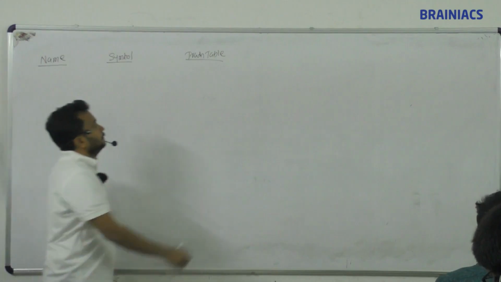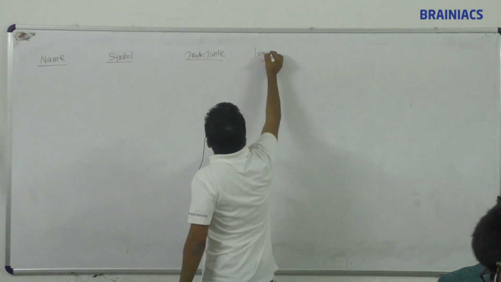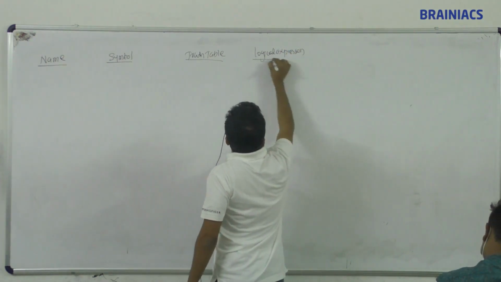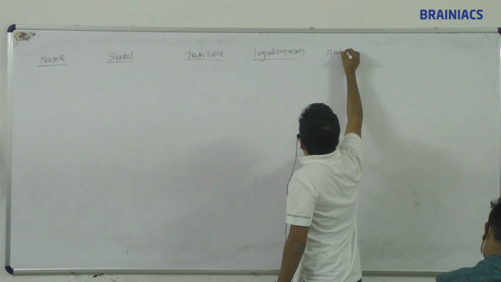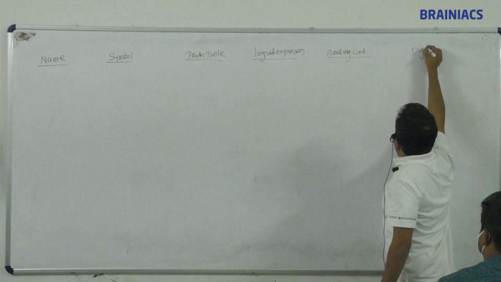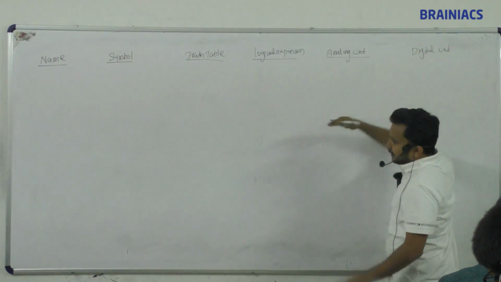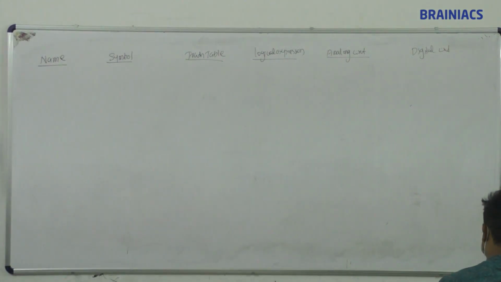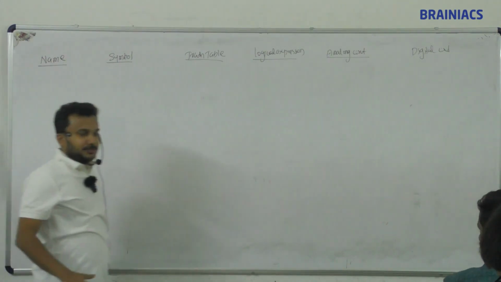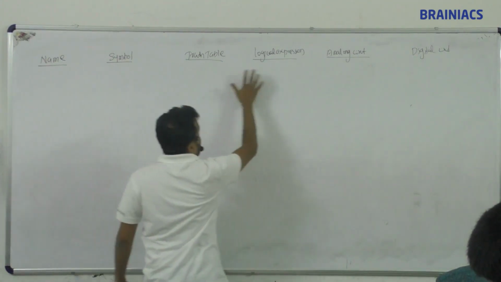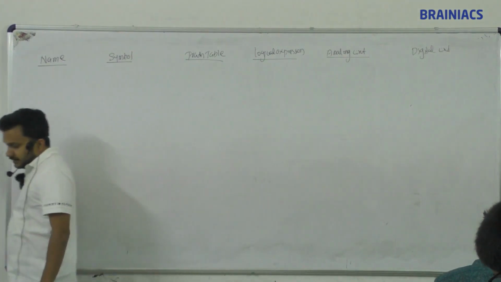Logical expression. Analog circuit. Digital circuit. You can place your notebook in landscape mode, in an opposite way. Yes, like this. So draw it this way. That many headings: name, symbol, truth table, logical expression, analog circuit, and digital circuit.